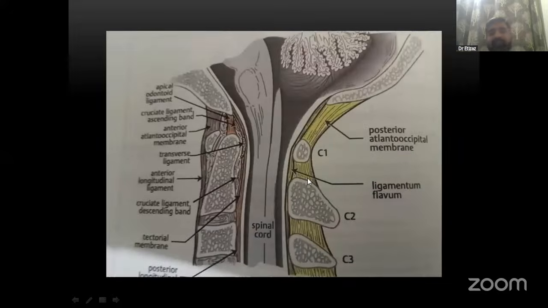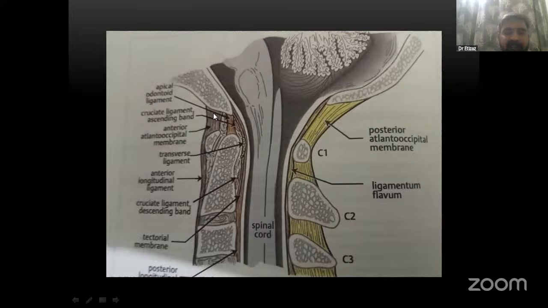This is another picture that I took from Greenberg. Most of you know very well that is the handbook of neurosurgery. This is a good picture of the ligaments, anterior and posterior. So look at here.